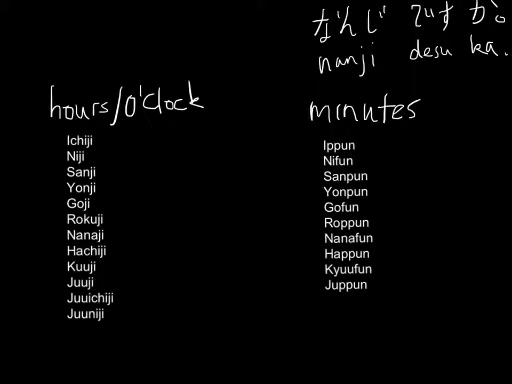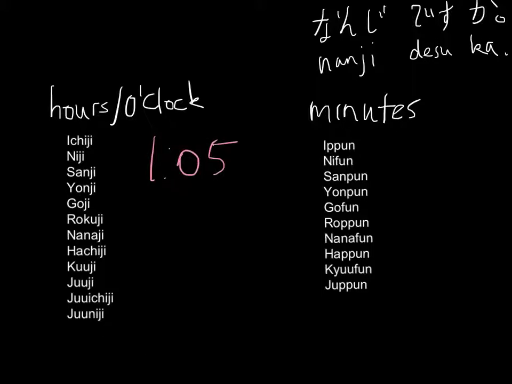Okay, so let's try and do a couple of times here. If I'm doing 1 o'clock, all I would say is ichiji, because ichi means 1 and ji means o'clock. And it's the same for all the rest of these as well. However, when I start wanting to put minutes past the hour, I have to start using the minutes counter. So let's have a look at 1:05.